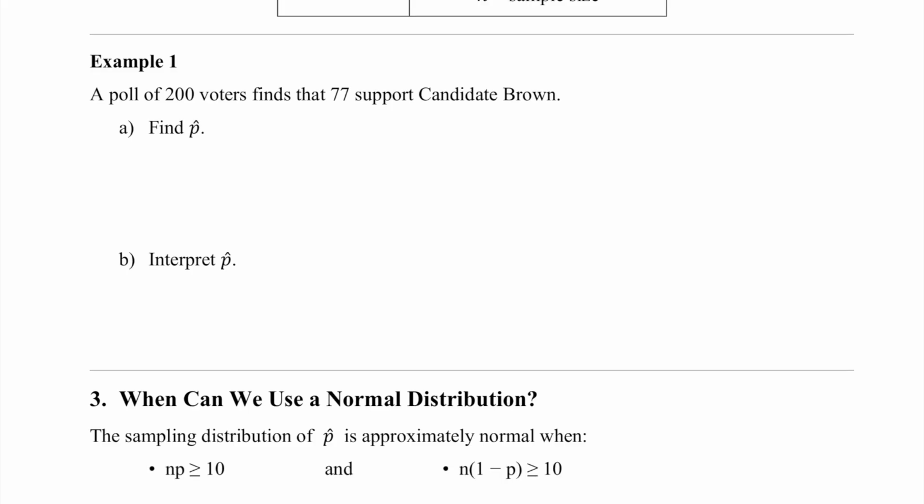Let's try example 1. A poll of 200 voters finds that 77 support candidate Brown. First, identifying the number of successes. Since we are counting the voters who support the candidate, x is the number of people who support the candidate, which is 77. And the sample size is 200, so n is 200.